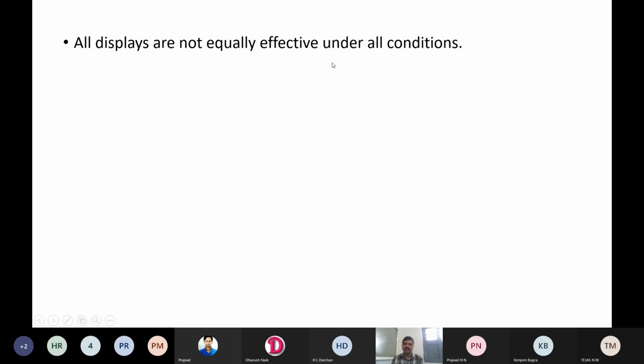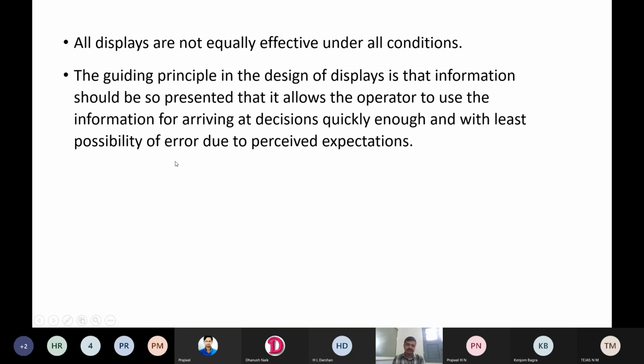All displays are not equally effective under all conditions. The guiding principle in the design of displays is that information should be presented so that it allows the operator to use the information for arriving at decisions quickly enough and with least possibility of error due to perceived expectations.